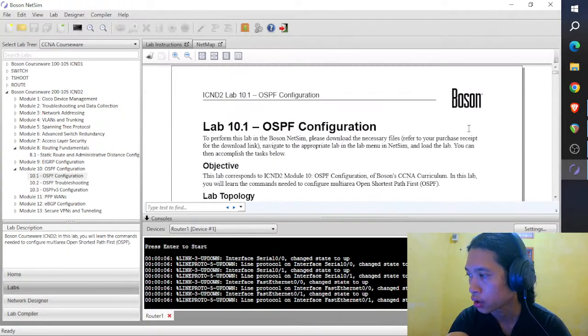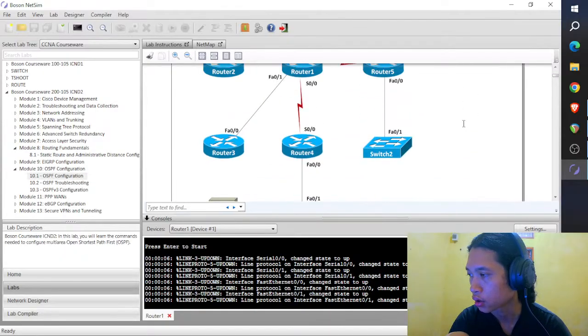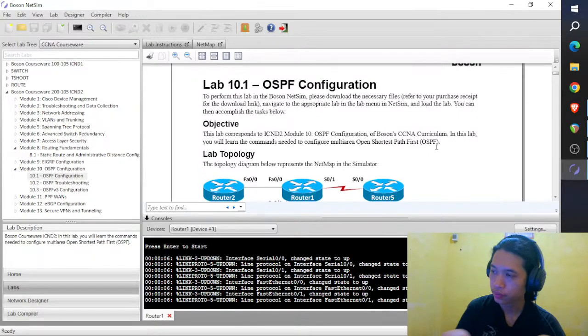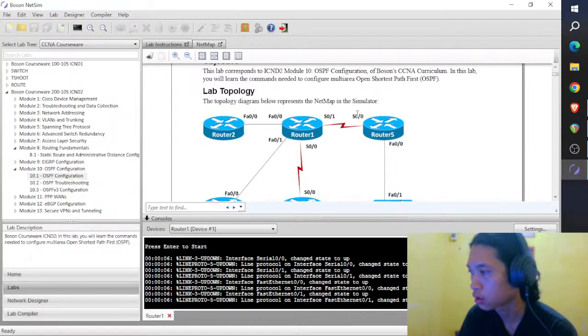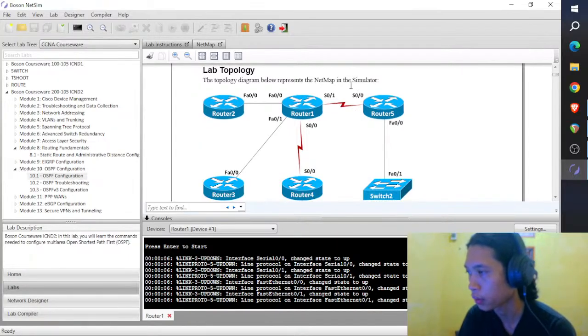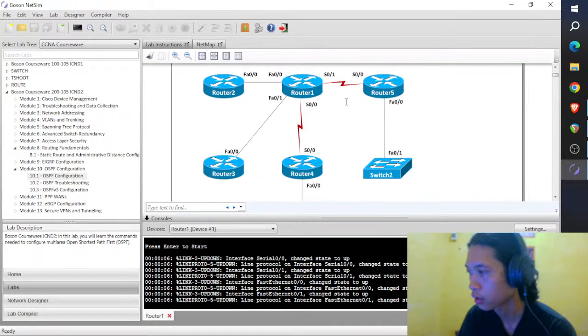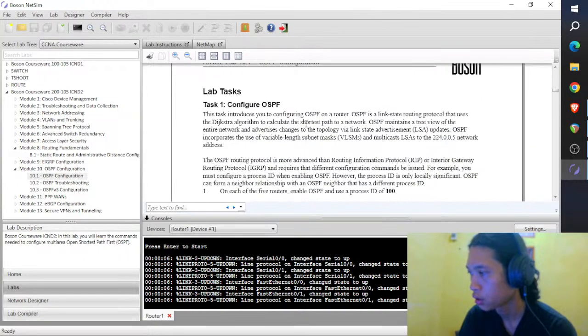So in this lab, we can check the topology. This lab corresponds to ICND2. Okay, simulator. So we have 5 routers, 2 switches, and 1 PC. Serial connection. Commands. Okay. IP address. Task 1.